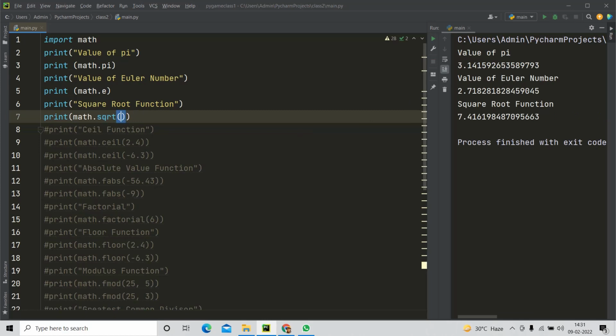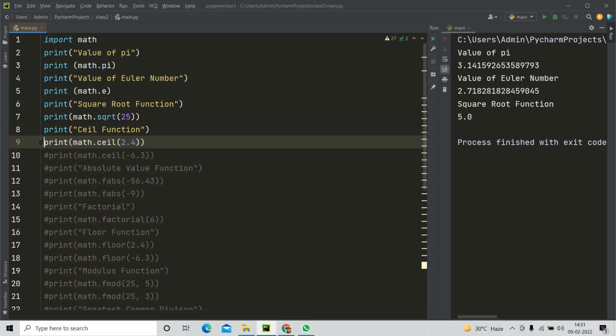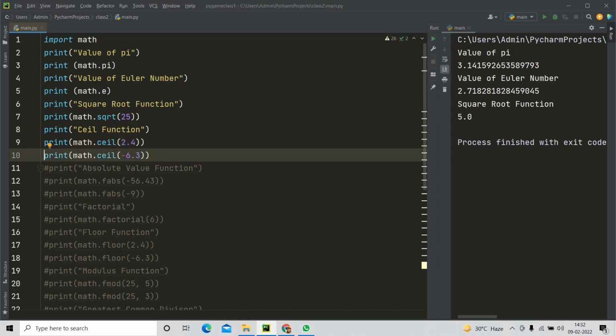If I am writing the square root of a number which is really a perfect square, then this will give you the square root of that particular number easily. Then comes the ceil. Ceil is nothing but it will round off your fractional or floating number to the nearest greatest number. It is irrespective of, if you use the round off, then what will happen? It will round off to a number accordingly, right? If it is 0.5 and above, it will round off to the greatest number. If it is below 0.5, it will round off to the smallest number.